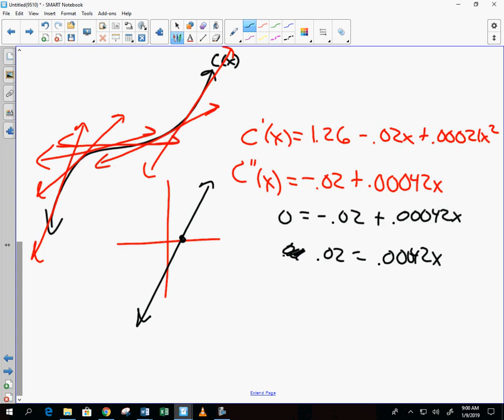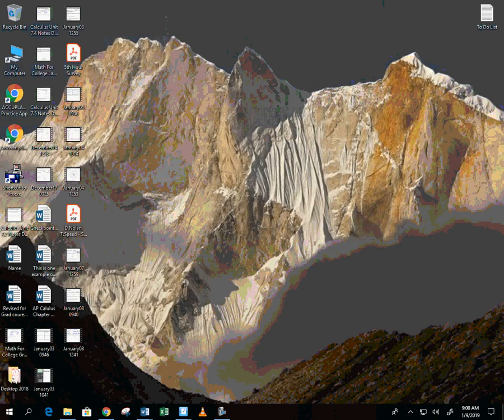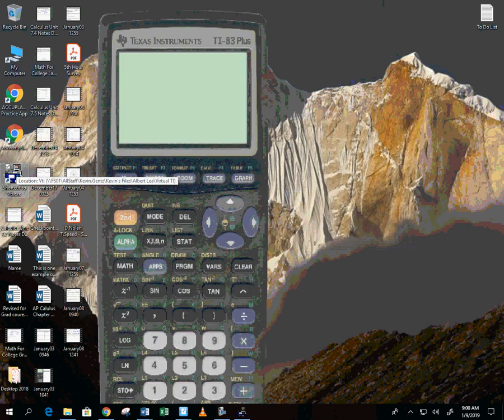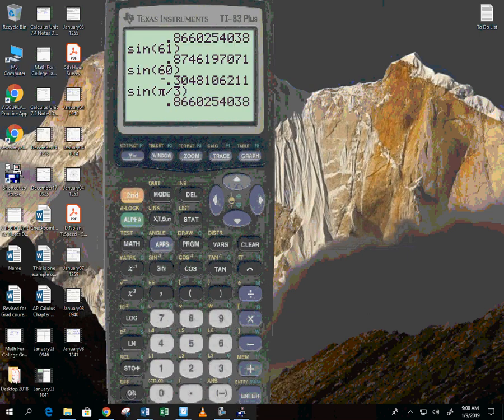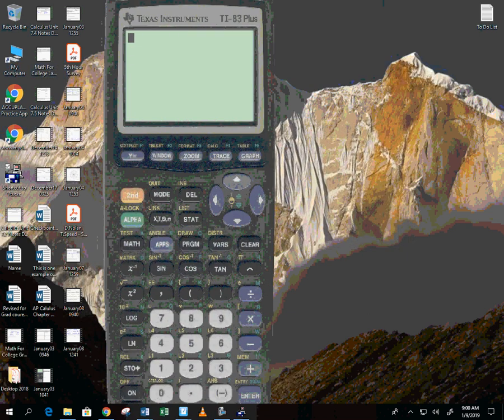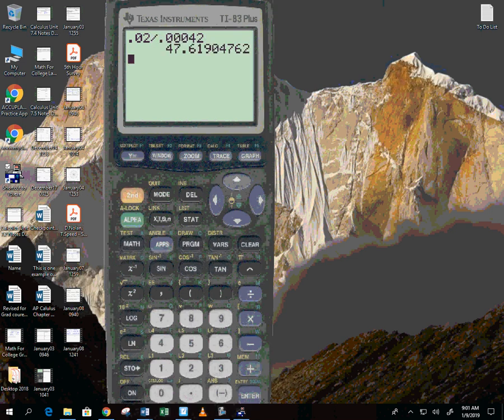And I take out my handy-dandy calculator. It's 0.02 divided by 0.00042, and I get 47.62.